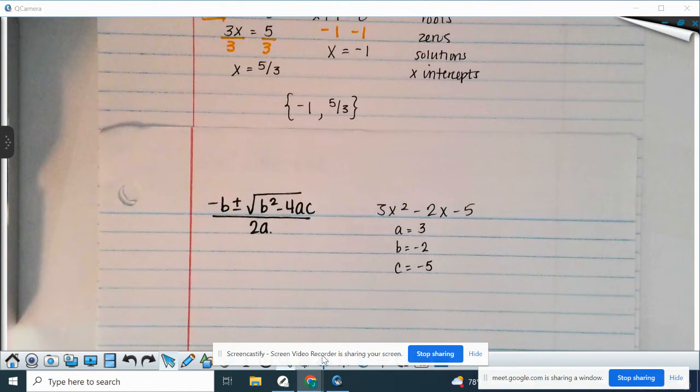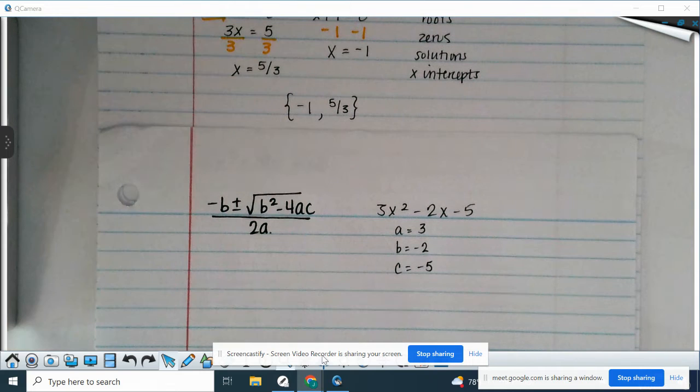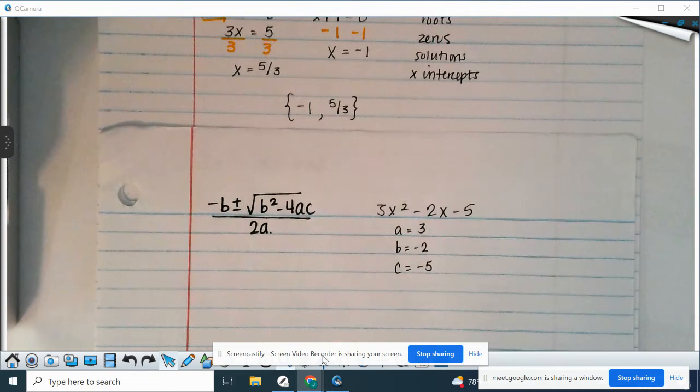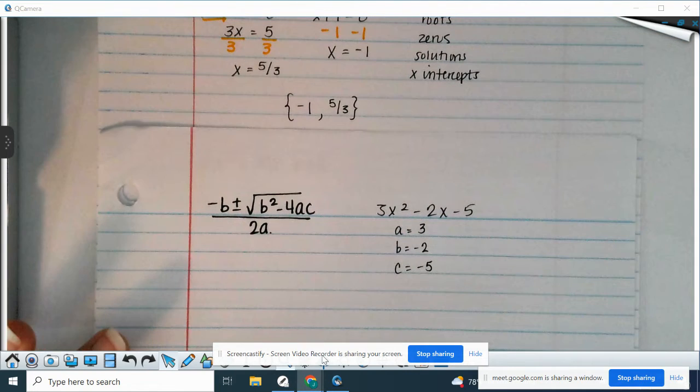If you do not have the quadratic formula memorized, as I mentioned before, there's an amazingly obnoxious song that I will post. And you can definitely listen to it and it will stick. Negative b plus or minus square root b squared minus 4ac all over 2a. There's a couple of different ones, but it's to the tune of Row, Row, Row Your Boat. It's real obnoxious and you will magically memorize this formula.